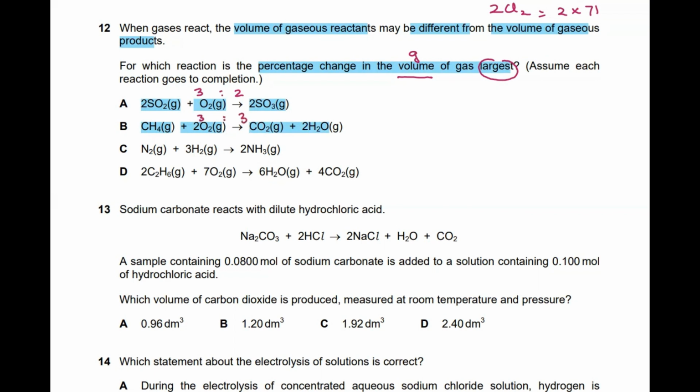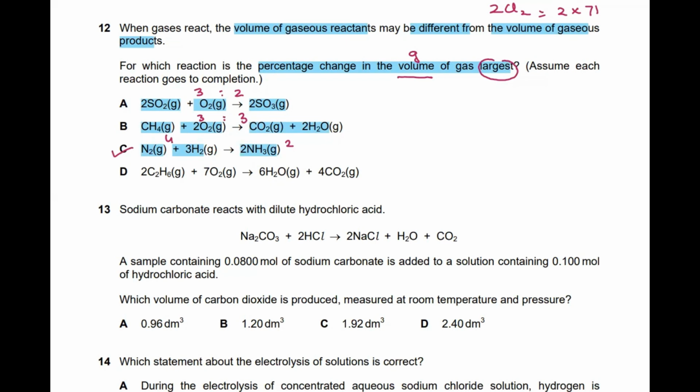Coming to the next one, we have 1 and 3. That makes it 4 volumes here. And again, we have 2 volumes here. So up till now, the maximum percentage change in the volume is seen in the C part. Let's check it out.